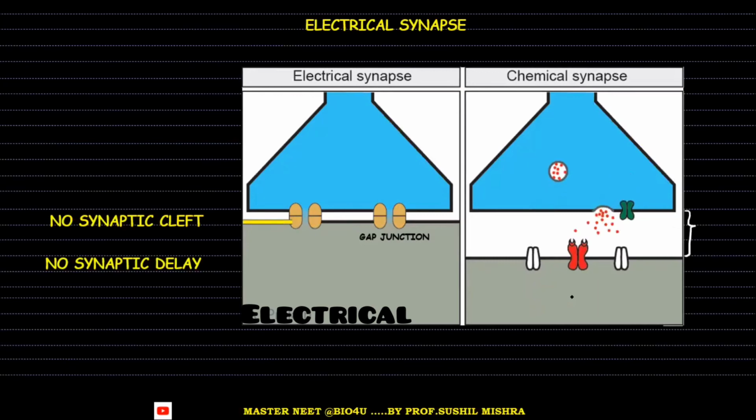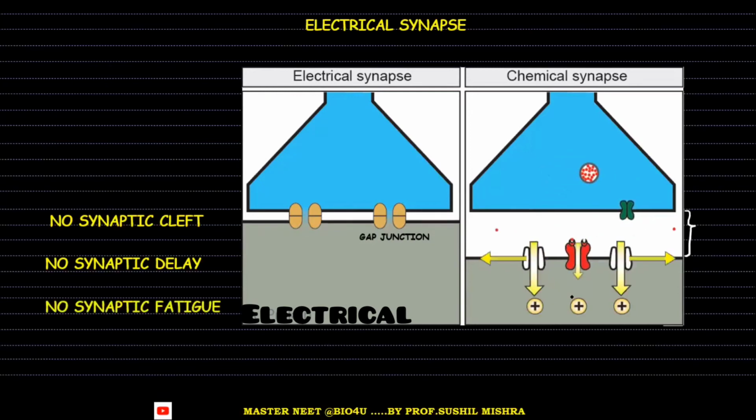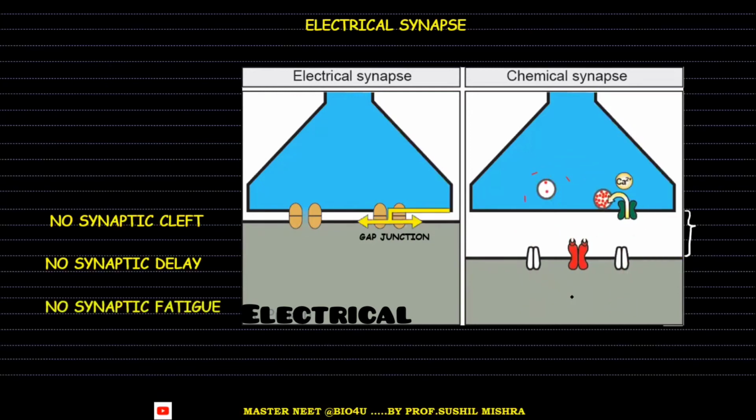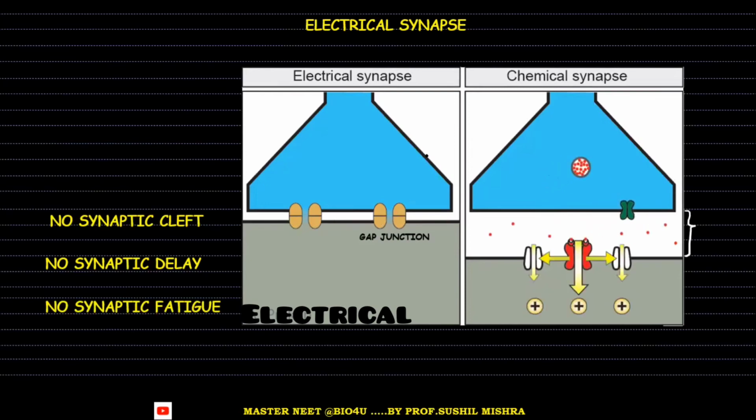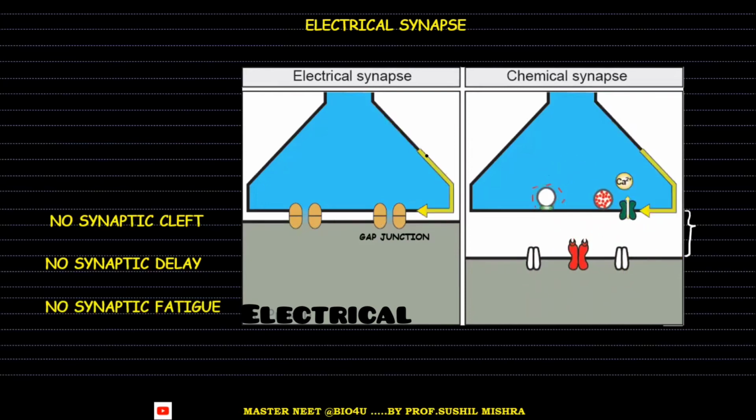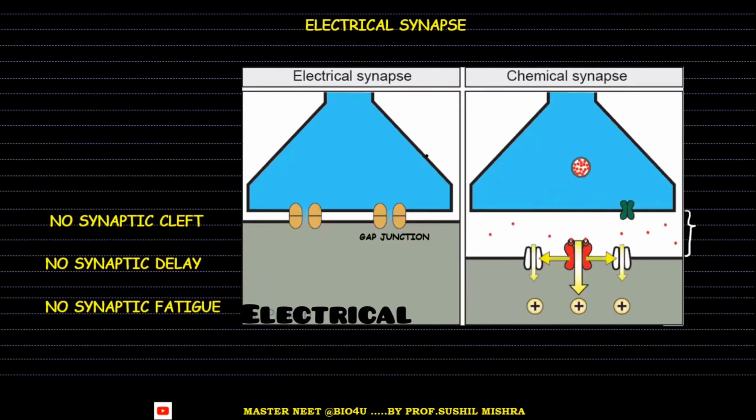In the case of an electrical synapse, conduction is faster. So we say that there is no synaptic delay, which is observed in a chemical synapse. There is no synaptic fatigue, meaning there is no chance of the neurotransmitter getting exhausted. What happens in a chemical synapse? Sometimes the neurotransmitter gets exhausted. If it gets exhausted, there will be no conduction of impulse. That condition we call synaptic fatigue. So in an electrical synapse, there is no chance of synaptic fatigue. Where do you find electrical synapses? Basically we find them in cardiac muscles.